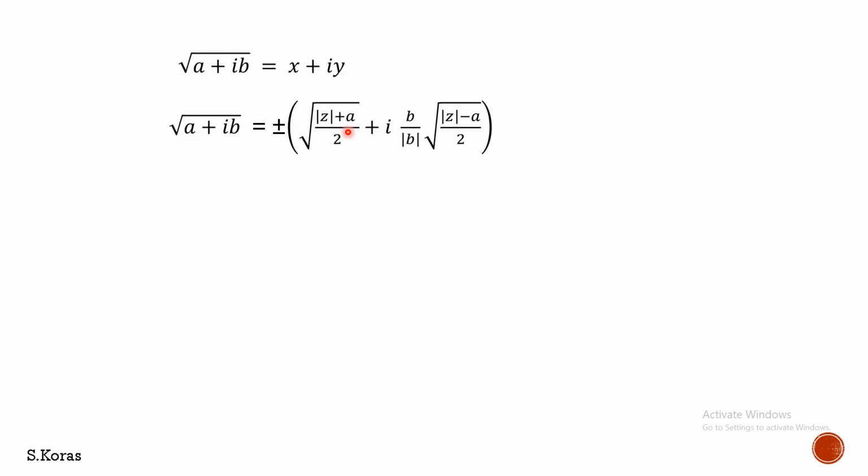So applying this formula, we are going to get the square root for a given complex number. Let us consider a problem. Moreover, you know, this b value should not become 0.